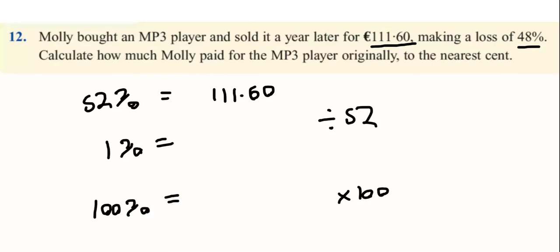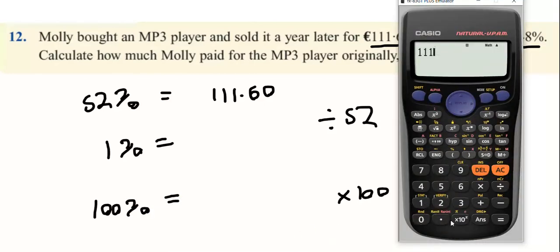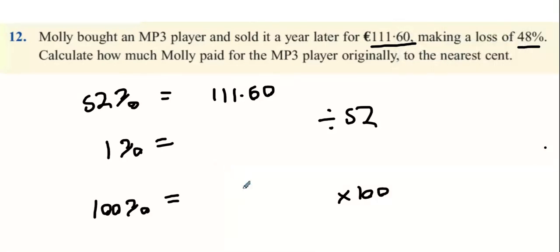These questions are quite easy once you get a rhythm on them. Divided by 52. Multiply by 100. And that is €214.62. Okay. And now we're done.